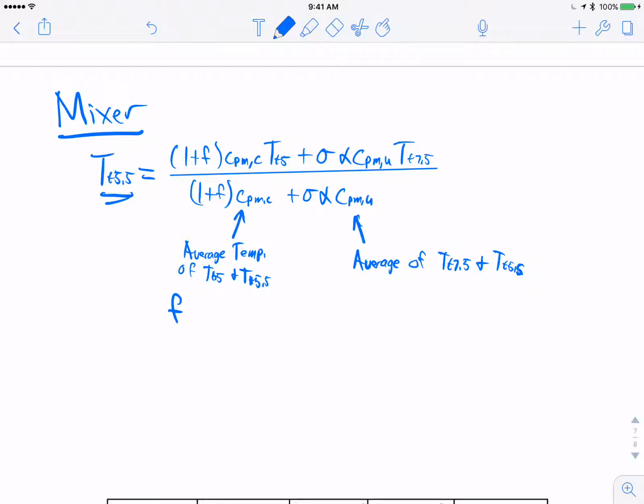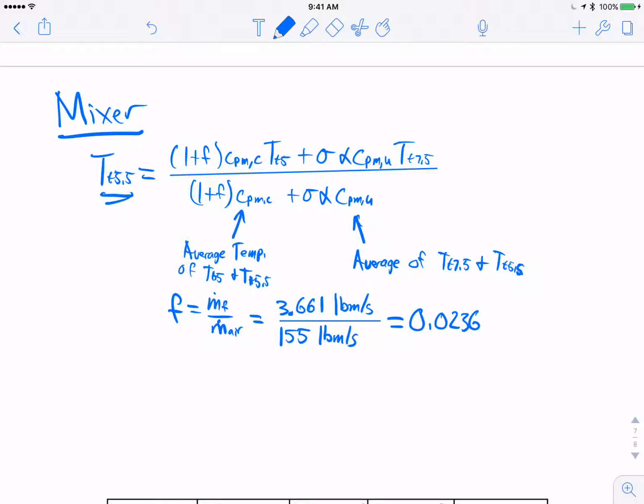We need to know F, our fuel to air ratio, which is going to be equal to m dot fuel over m dot of our core air. We already calculated the mass flow rate of fuel when we were doing the combustor section, so 3.661 pounds mass per second divided by the actual airflow rate through the core, which we knew from the beginning is 155 pounds mass per second. And so that'll give us a fuel to air ratio of 0.0236.